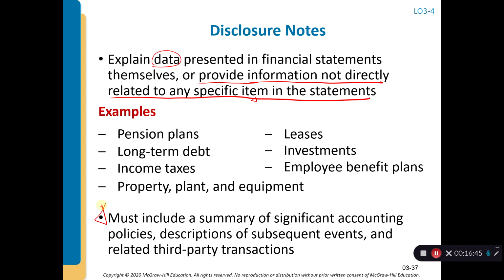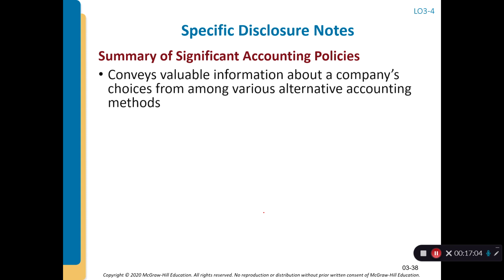The most important thing is that you have to include a summary of significant accounting policies, a description of subsequent events, and related third-party transactions. So what are significant accounting policies? The summary of significant accounting policies has to convey valuable information about the company's choices from among various alternative accounting methods. For example, management chooses whether to use accelerated depreciation versus straight-line depreciation, or double-declining depreciation, right? Those accounting methods offer a lot of choices.